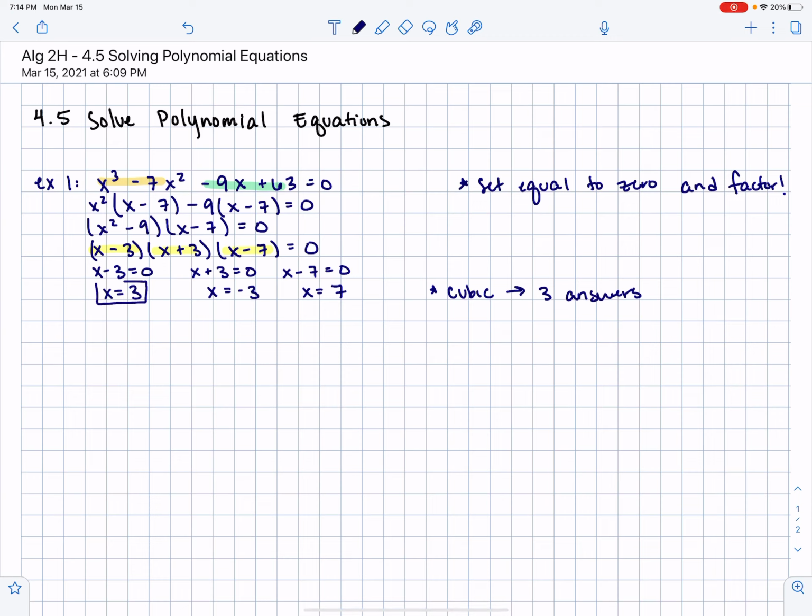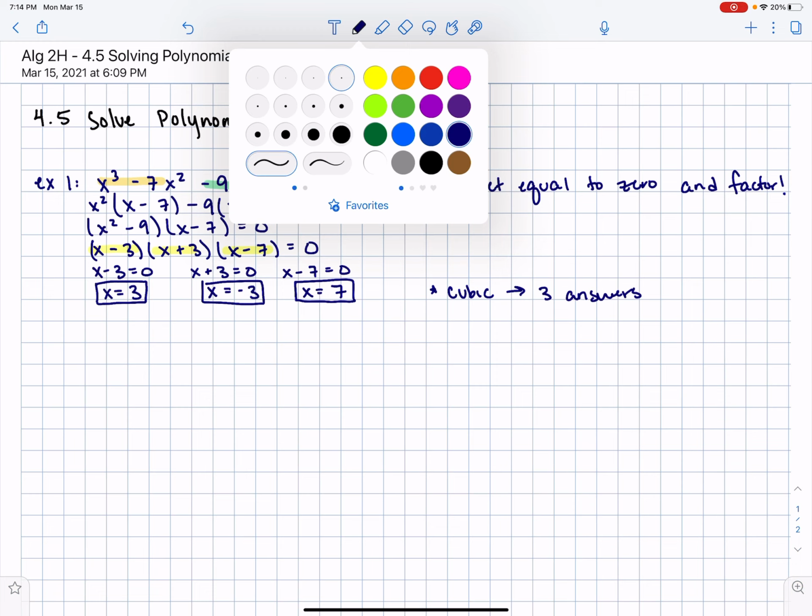And these are exactly where this function crosses the x-axis. So when you're looking at graphing, this is something to think about, that you can factor and solve, and this function would cross the x-axis at negative 3, 3, and 7. So let's try one more.